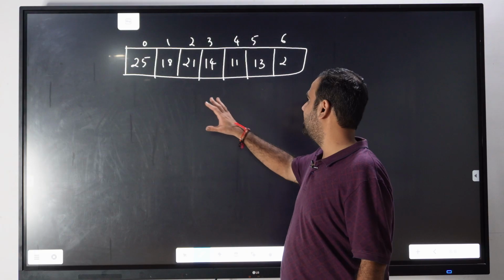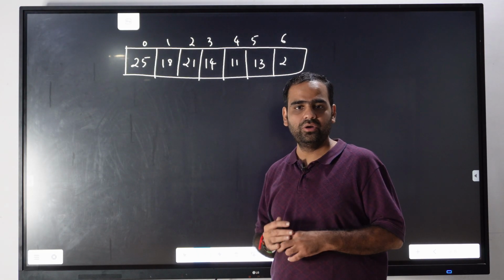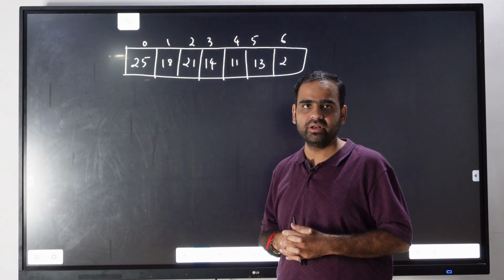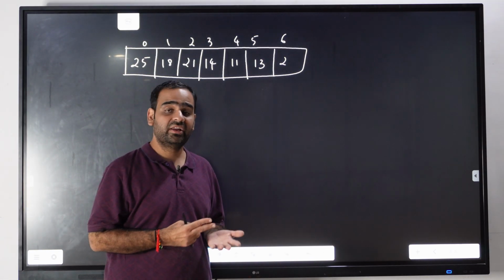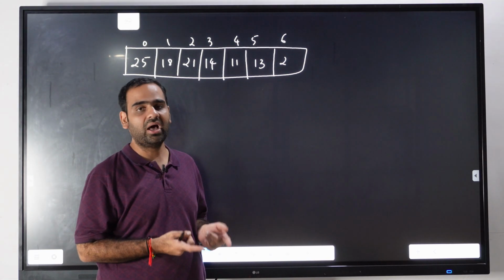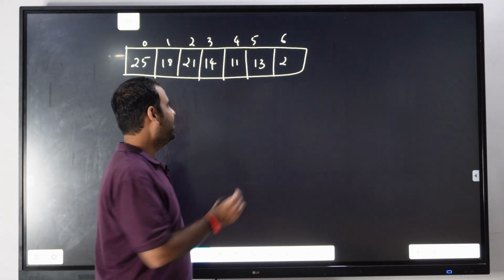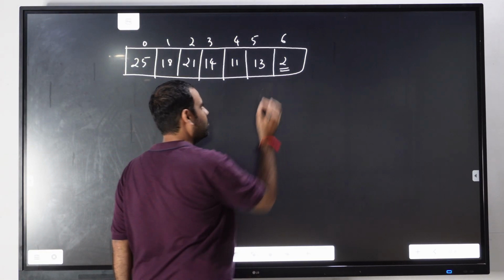Now, this is the array given where we need to identify the leaders of the array. What is a leader of the array? An element is called a leader if there exists no element greater than it on the RHS. And we know that the rightmost element is always a leader.